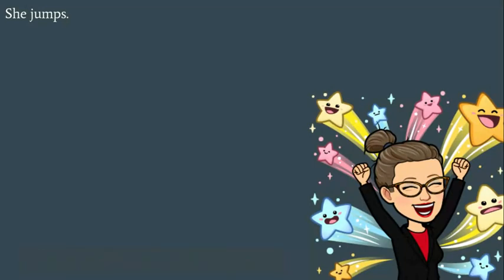She jumps. When does she jump? She jumps today, in the present tense. What if I were to say, I jump? I would take off that S to make it correct subject-verb agreement.